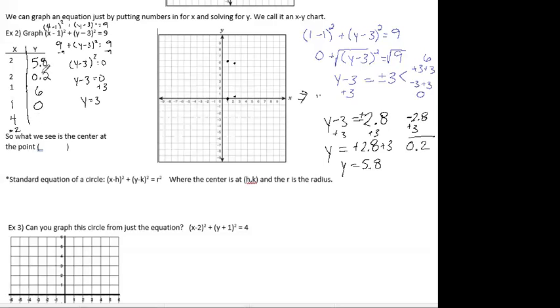So right here, if we put in 4, there's not 2 answers, there's only 1, because the square root of 0 is neither positive or negative, it's just 0. So when we plug in 4, we get 3, and then we're going to plug in -2.